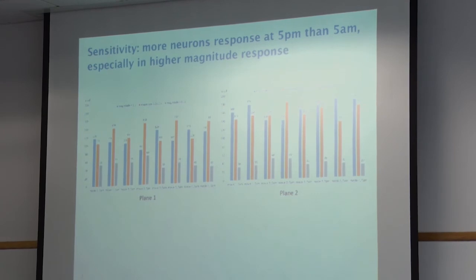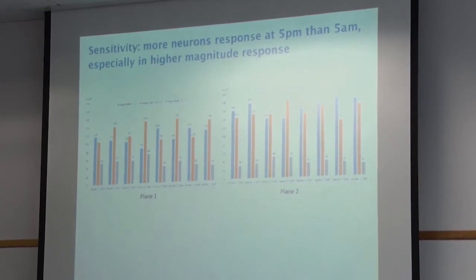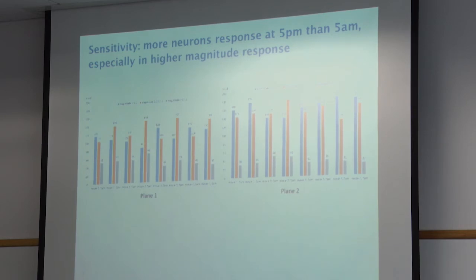For example, at the left side, for movie 1, the forest at 5 a.m., compared to the one next to it at 5 p.m., we can see that more neurons respond at 5 p.m. than at 5 a.m. And we divided this response into three different categories.